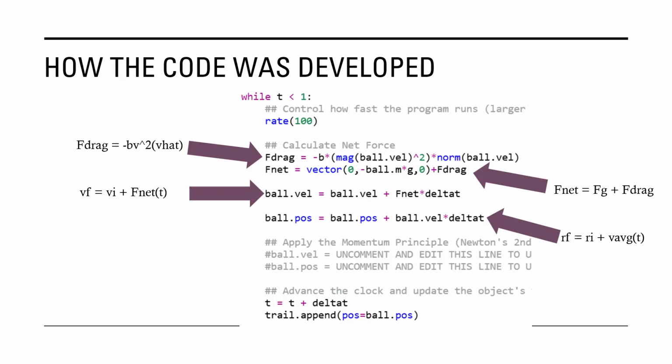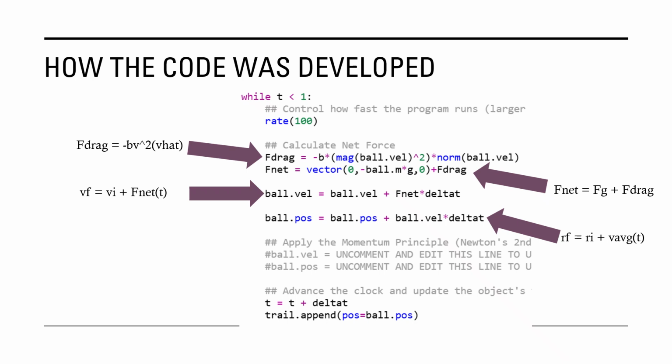Then to develop the actual code, first the drag force is going to be updated depending on the velocity of the object, and this is done using the formula negative b times velocity squared times the direction of velocity. So the drag force is going to be opposite to the direction of the velocity. Then F net is going to be the force of gravity plus the force of the drag.